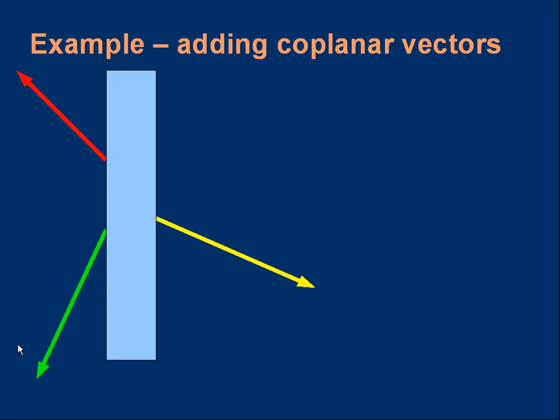Let's do an actual problem using components. What we're going to do is add three coplanar vectors. Coplanar means in the same plane. So we're looking at a two-dimensional problem on a flat surface, not three dimensions. So here's an object shown in blue, and here are three vectors acting on it, three forces. And I want to know what the resultant force is.